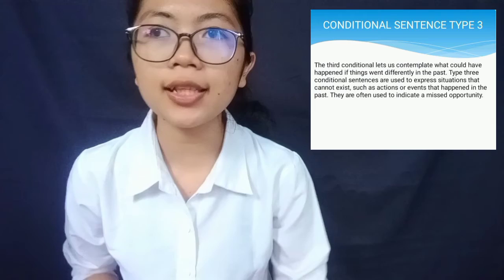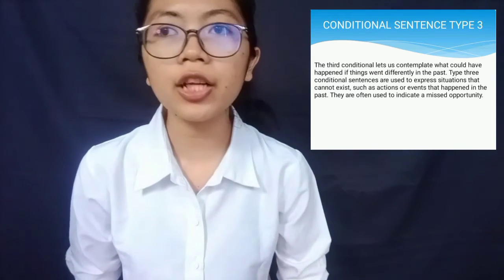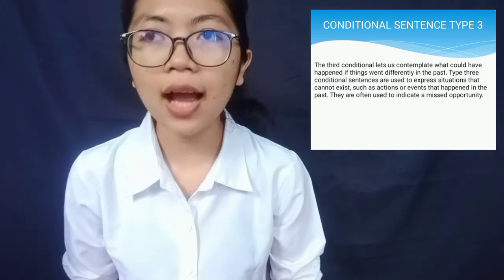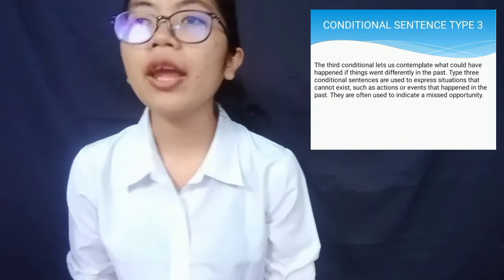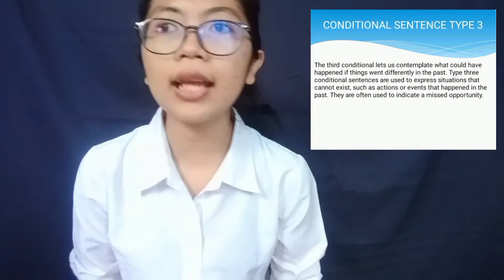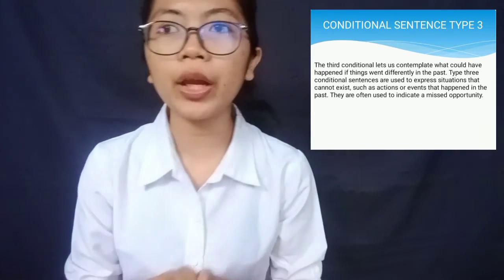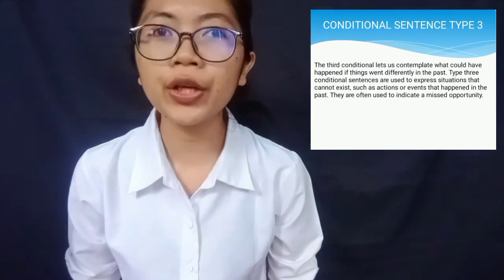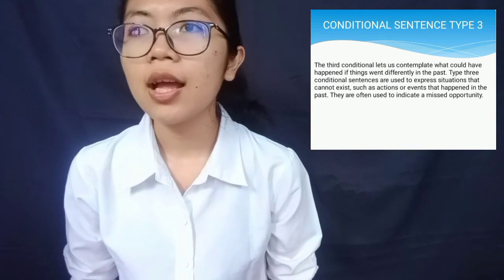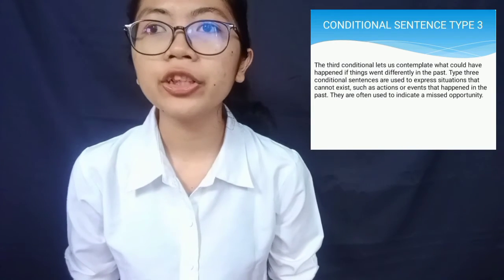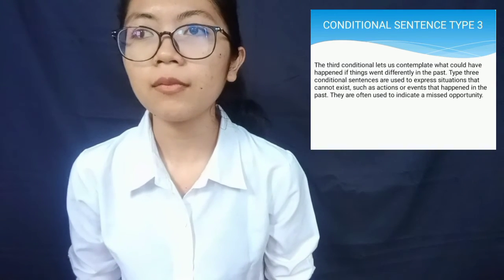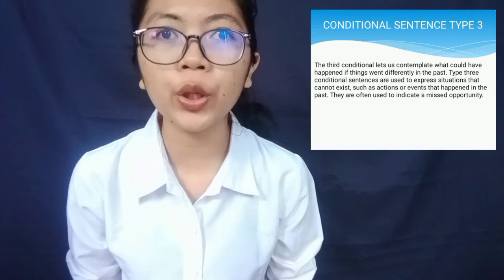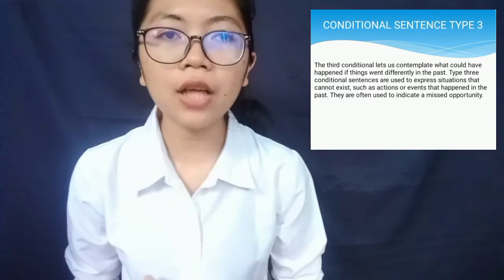Next, move to the last conditional sentence. The third conditional sentence lets us contemplate what could have happened if things went differently in the past. Type 3 conditional sentences are used to express situations that could exist, such as actions or events that happened in the past. They are often used to indicate a missed opportunity.